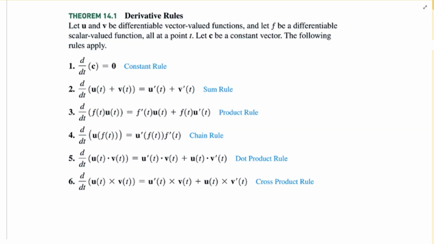Derivative rules. So some important ones that might be new. It's the derivative of the dot product. So we still use the product rule, but we have to be careful that we have dot product between the vectors. And if we have to differentiate the cross product, again, we do differentiate using a product rule, but in between our vectors, we don't have the regular multiplication, we have the cross product.